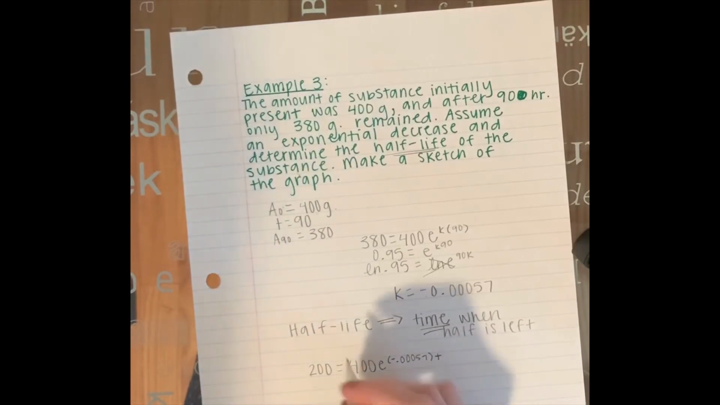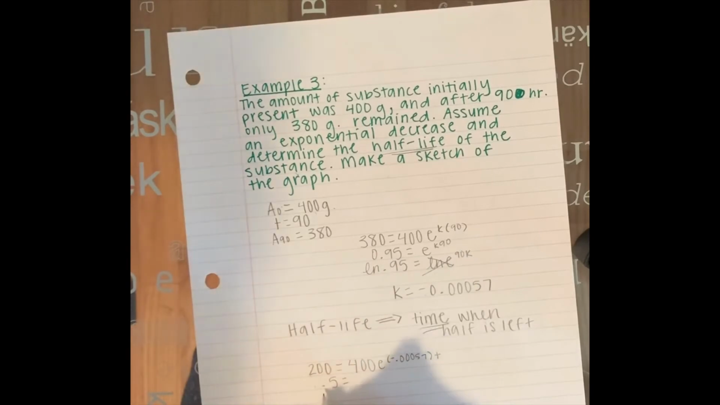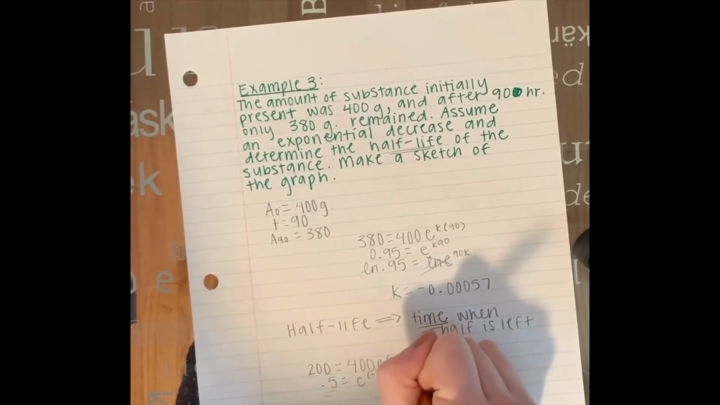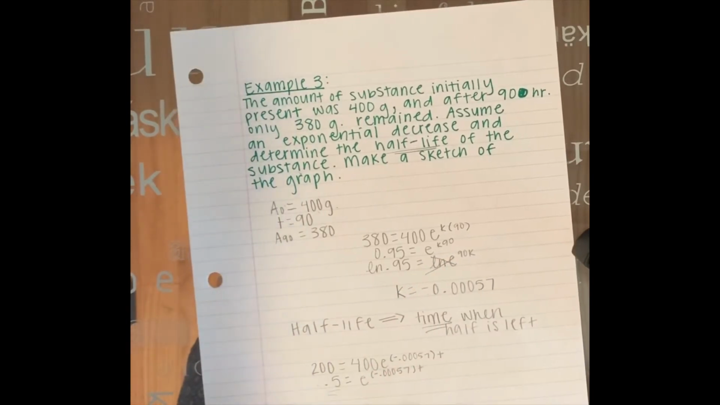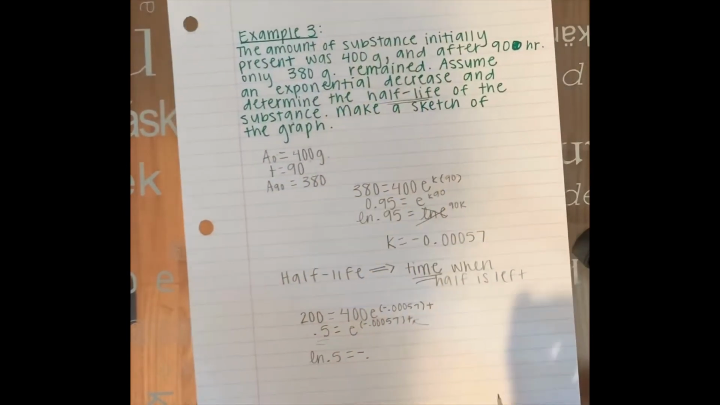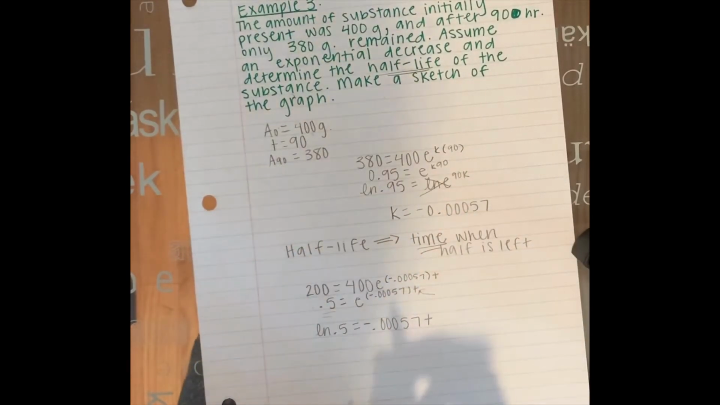So now divide both sides by 400. When you're looking for half-life, you're always going to end up with a 0.5 over here. It's how it works every single time. So 0.5 equals e to the negative 0.00057t. Then you're going to take the ln of both sides because t is in the exponent. So ln of 0.5 equals, it's going to cancel out with the e, negative 0.00057t. Do it on your calculator, divide both sides.